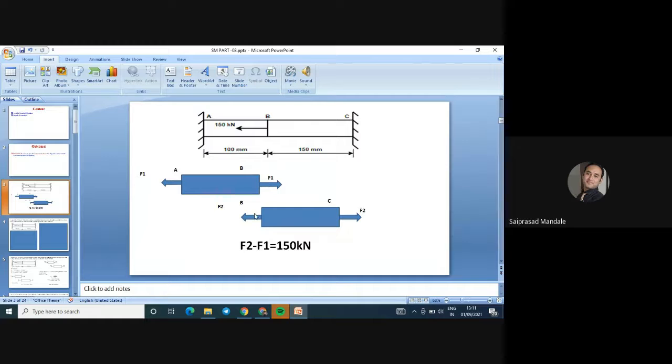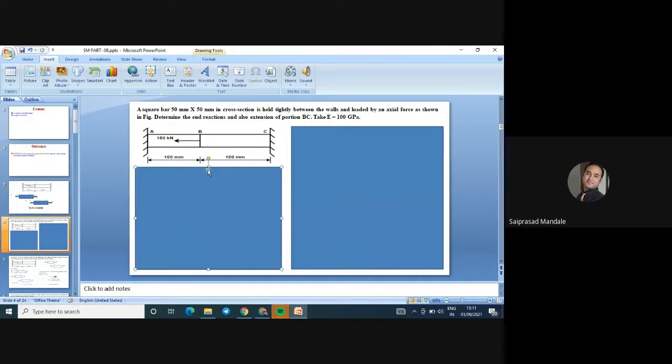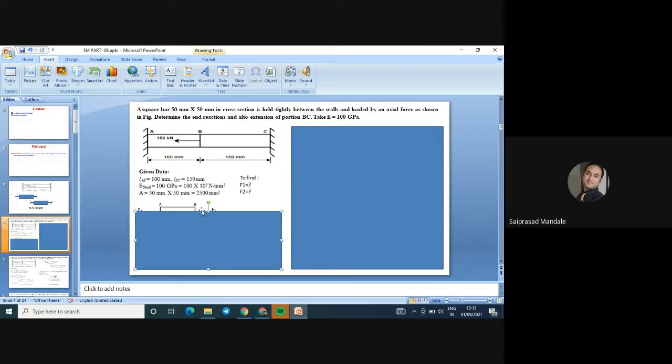So we come to know the relationship between F1 and F2, that is F2 minus F1 is equal to 150 kilonewton, and I have drawn the free body diagram accordingly. The thing given to me is a square bar of 50 mm by 50 mm cross section held tightly between the walls, loaded by an axial force as shown in the figure. So the area given to me is 50 mm by 50 mm.